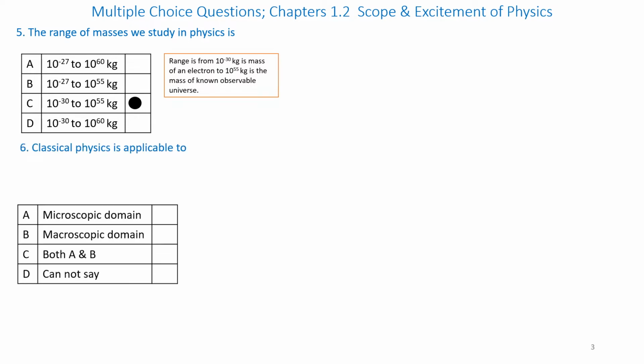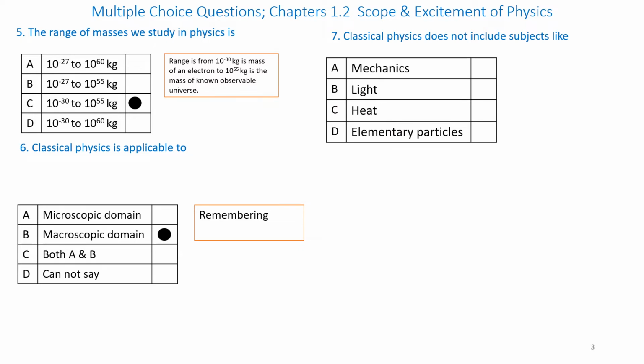Question number 6. Classical physics is applicable to. Choice A is microscopic domain. Choice B is macroscopic domain. Choice C is both A and B. And D is can't say. So the correct answer is choice B, that is macroscopic domain. You have to remember that.